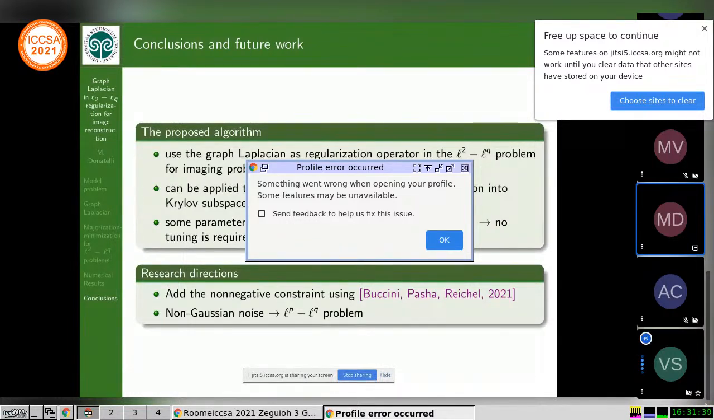Thank you, Marco. So we have time for a telegraphic question if someone has one. I have one. So you said that you use the discrepancy principle. What if you don't have an estimation of the value of the noise?